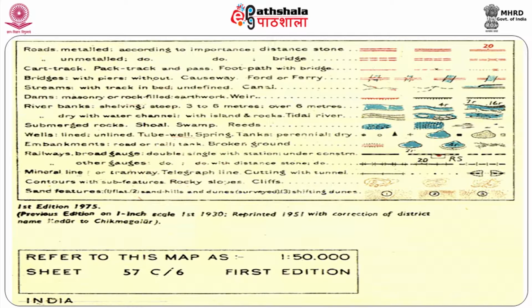You can see here how the roads are represented on a topo sheet. Depending upon the importance, we show them like this: roads which are metalled in nature, roads which are unmetalled in nature, and roads which contain bridges. You can also show the distance stone, indicating up to here it is 20 kilometers, then another 10, 15, invariably in kilometers.